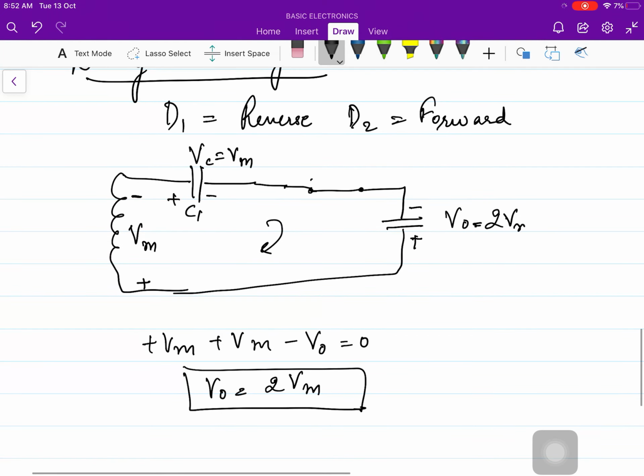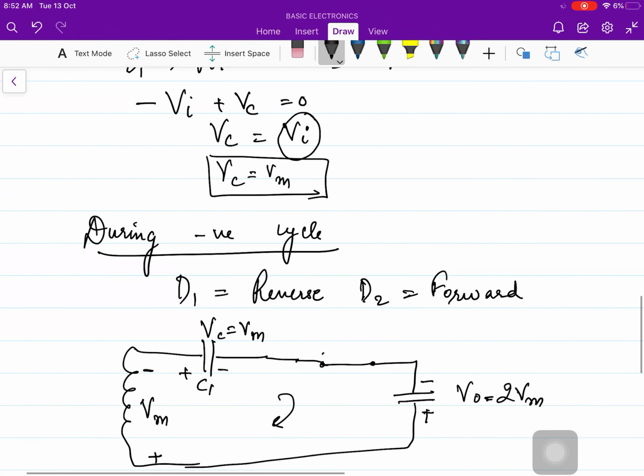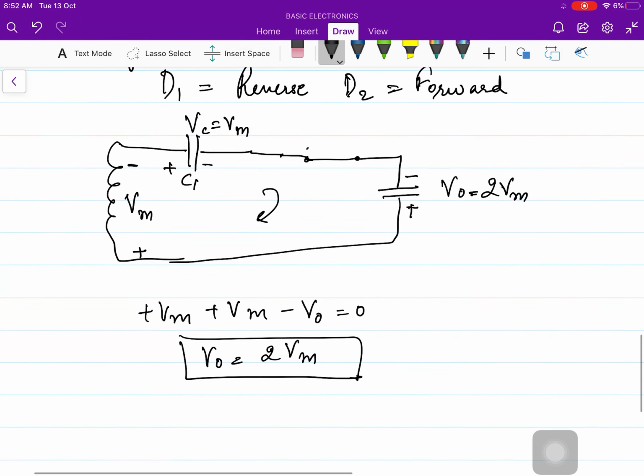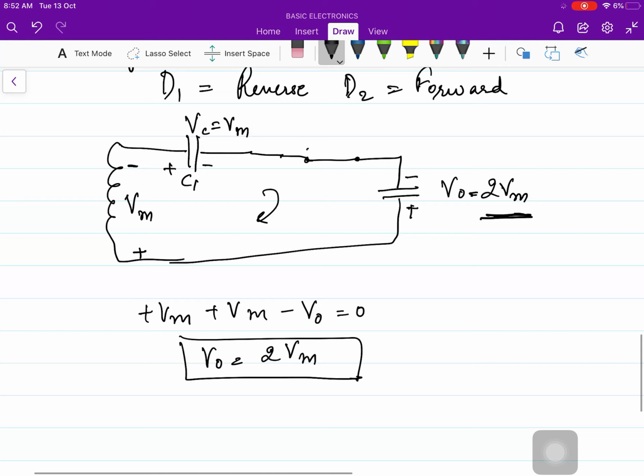So this is how the output that you will get will be twice the peak value of the AC input voltage. So that is why it is called a voltage doubler. Now we should also understand why it is called a half wave voltage doubler, because during only one half cycle you are able to calculate this 2 Vm. During only one half cycle this C2 is charged up to 2 Vm. So that is why it is called a half wave voltage doubler.